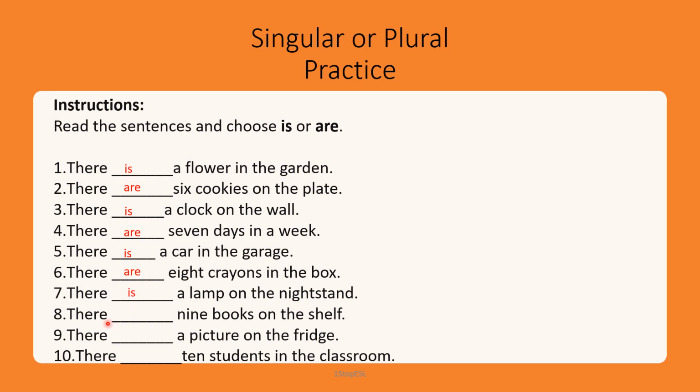Good job. Number 8. There are 9 books on the shelf. There are. Good. Well done. Number 9. There a picture on the fridge. There is a picture on the fridge. And last, number 10, there are 10 students in the classroom. Yes, there are. Well done. Keep practicing and you'll get it right.